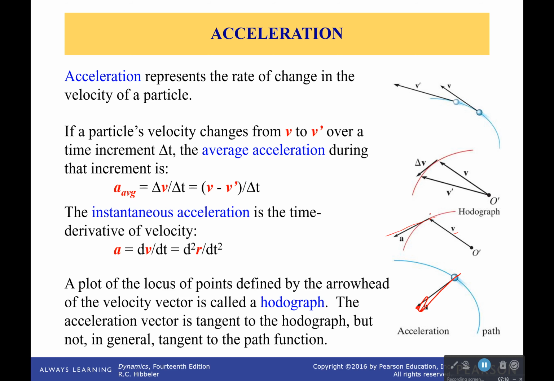And the reason for that is because the acceleration is always what's turning the velocity. And since the tip of the velocity is always following this hodograph, acceleration is what's moving along that hodograph. It's the same reason that your velocity is always tangent to your regular path, because your velocity is what is turning you along your path and actually describing your path.